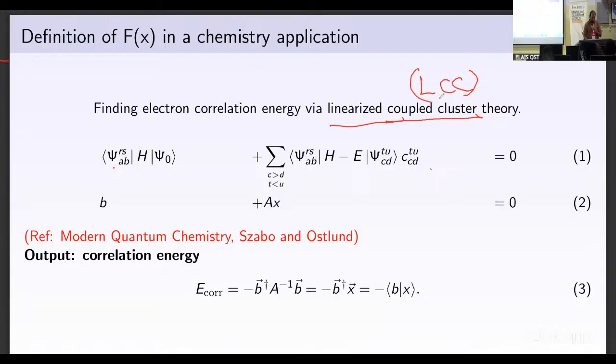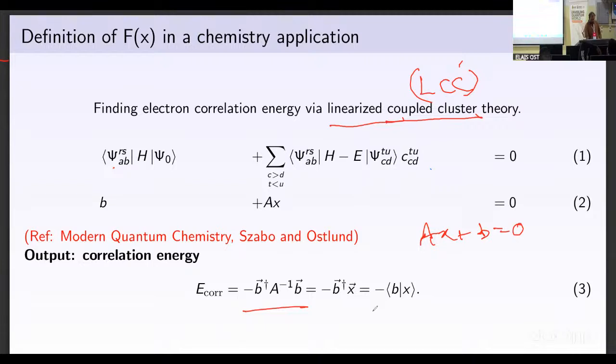And its equation can be very easily cast in the form of Ax plus b equal to 0. So this is exactly the kind of equation we need for using the HHL algorithm. So we thought, why don't we join these two concepts together and try to find the correlation energy at the LCC level of theory using a quantum linear solver algorithm. So the expression for the correlation energy is given by this: minus b dagger, the complex conjugate of the vector b, multiplied with A inverse b.